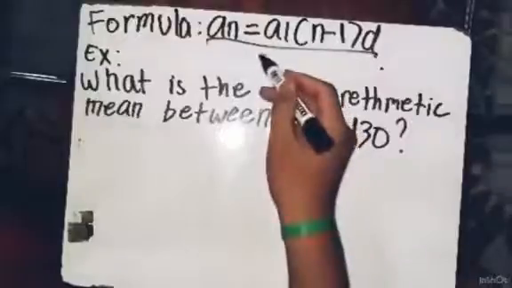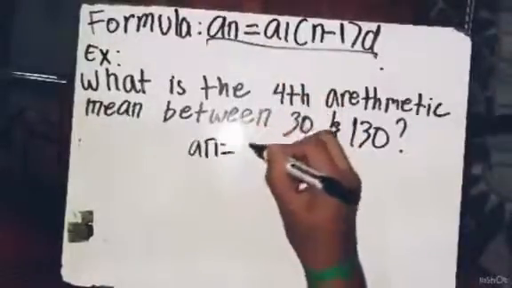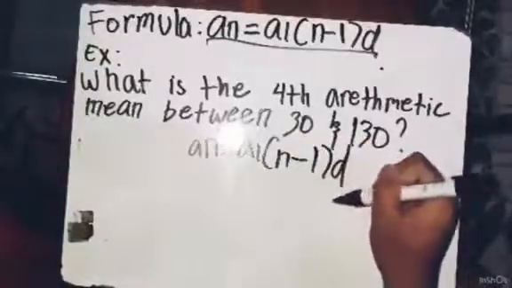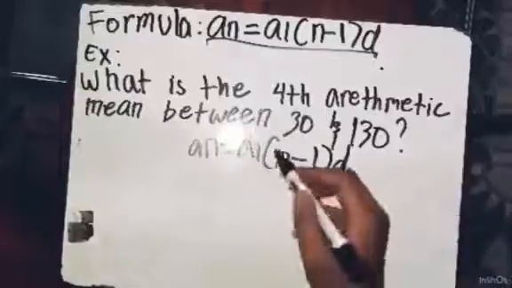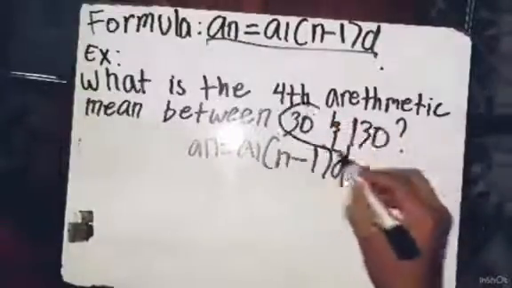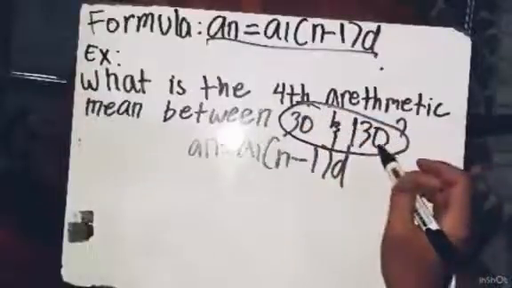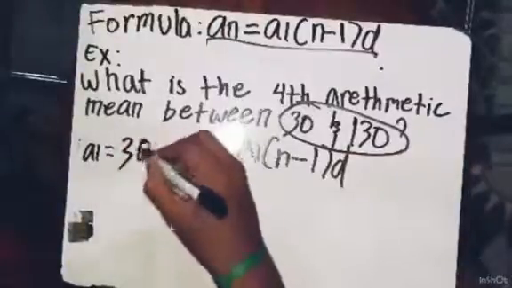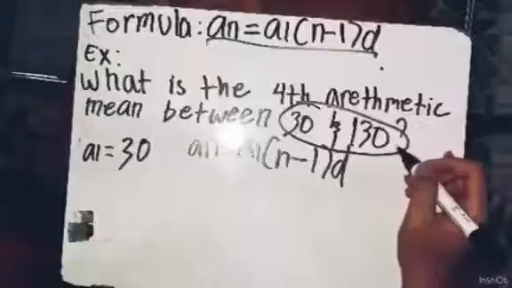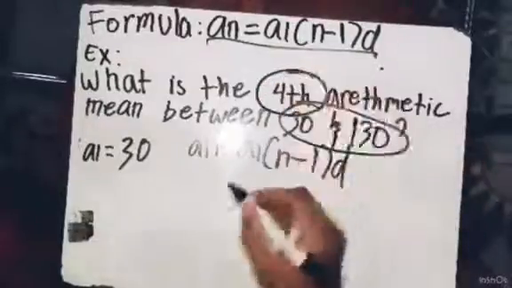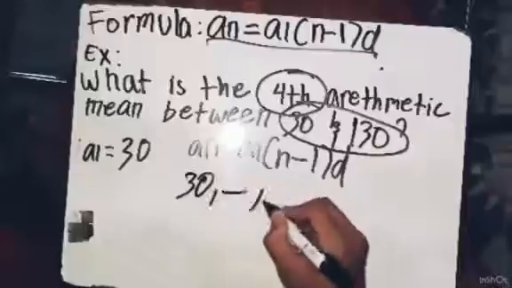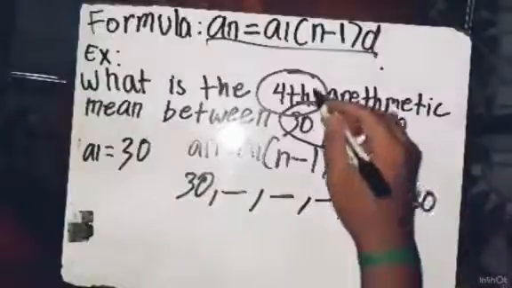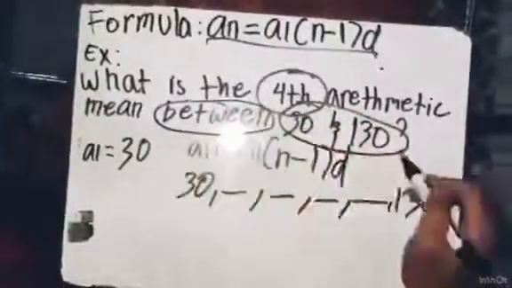So, we're going to use this formula. An equals A1 plus (n minus 1) multiplied by d. So, you're saying, how can we get the an and the a1? Now, we're just going to look at these two numbers, 30 and 130. 30 is the first term, so that's a1. But what is an? For that, we need to look at the question again. It says here, fourth. So, that means 1, 2, 3, 4. That's 130. Because fourth between 30 and 130.